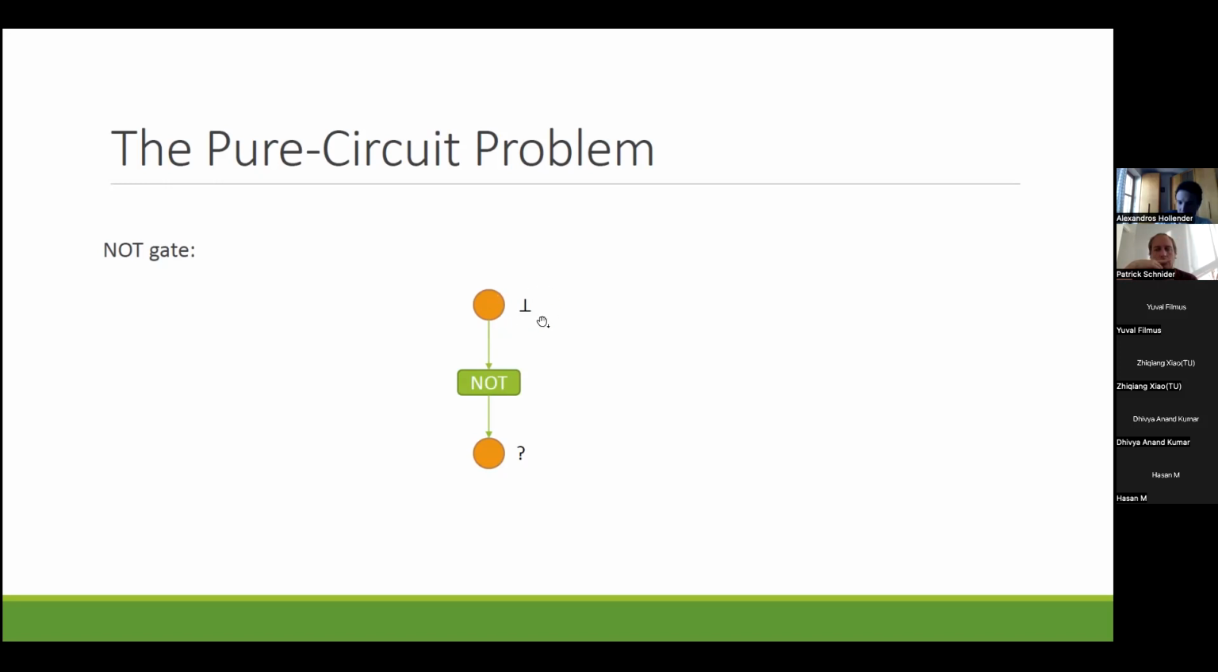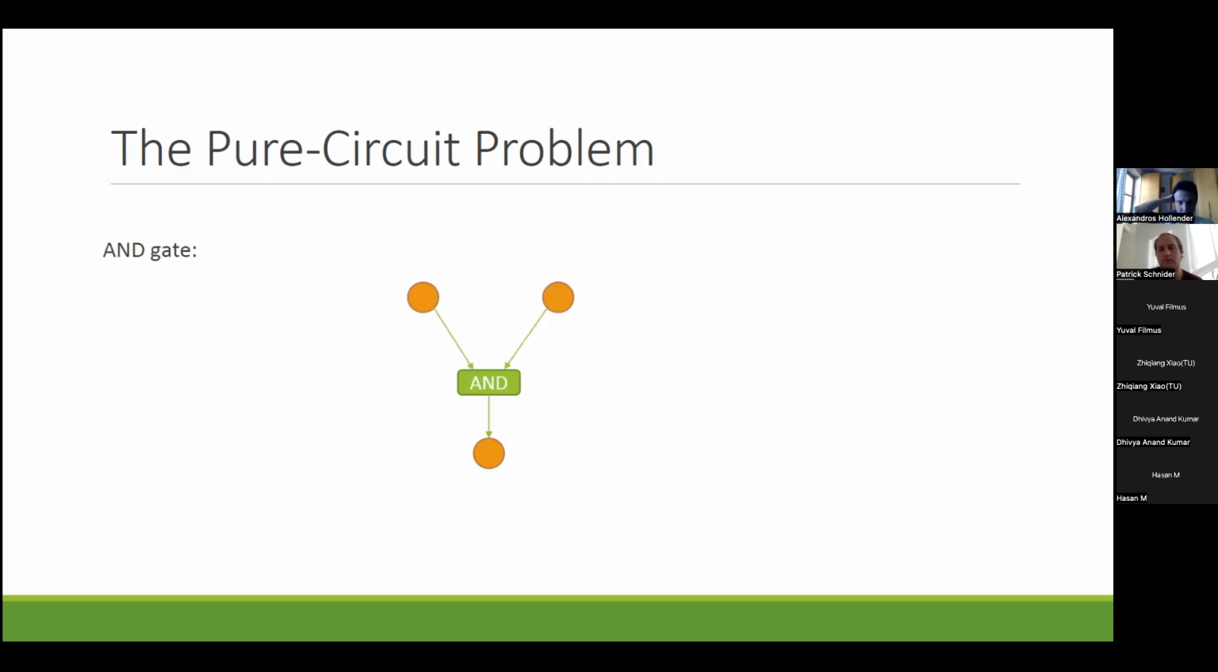What if the input to the gate is garbage? What do we want about the output? And the answer is we don't enforce anything. The output node can have any value, meaning it can be 0, it can be 1, or it can be garbage. I don't care. The NOT gate does not care about what the output is if the input is the garbage value. It does not impose any constraint in that case.